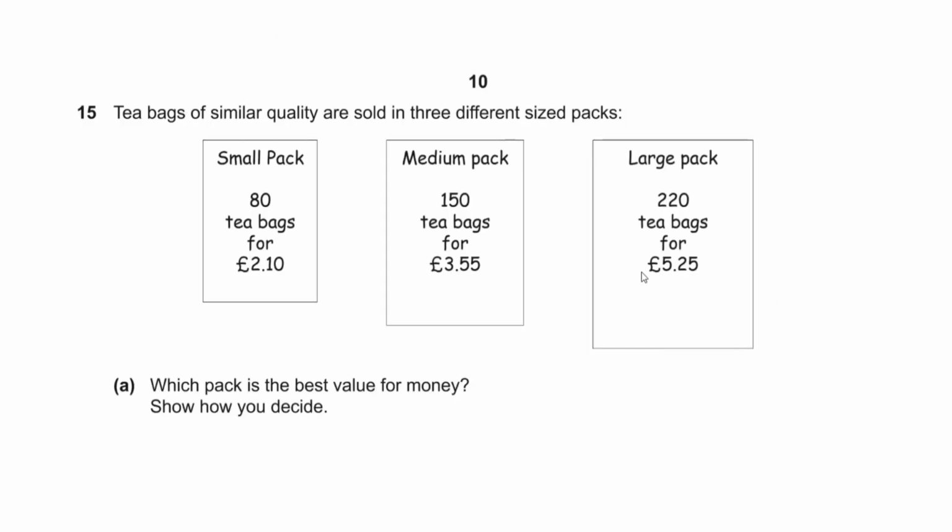Question number 15. Tea bags of similar quality are sold in 3 different sized packs. For a small pack, we get 80 tea bags for £2.10. A medium pack, we get 150 tea bags for £3.55. And for a large pack, we get 220 tea bags for £5.25. Which pack is the best value for money?